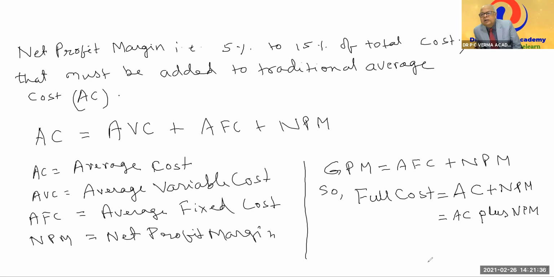What is NPM? NPM is a fixed percentage which is added to average cost.